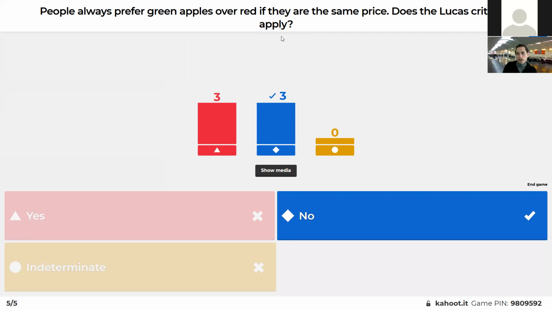Yeah, so does the Lucas critique apply? The answer is no. And the reason why is because this is about people's preferences, at least often in economics models. Now, we could argue about this assumption, but we assume that the things people prefer, say, green apples over red apples, is not something that you can change by decree.